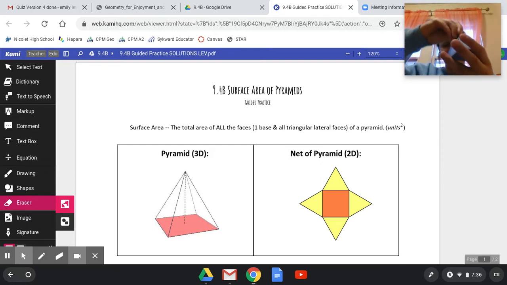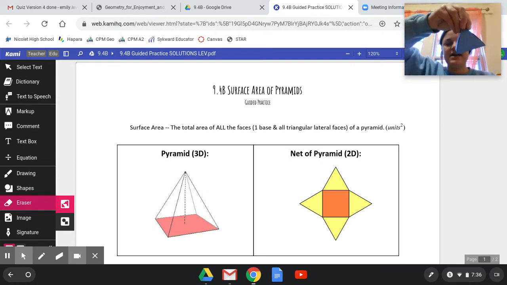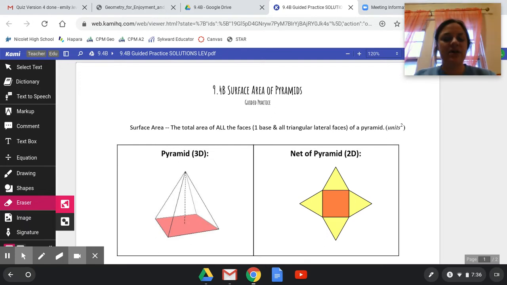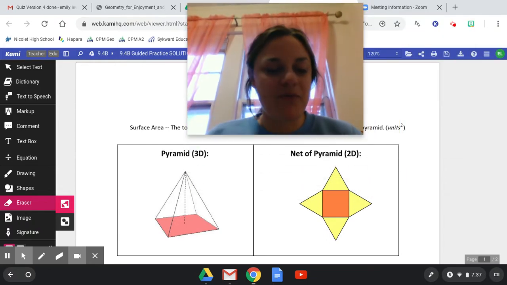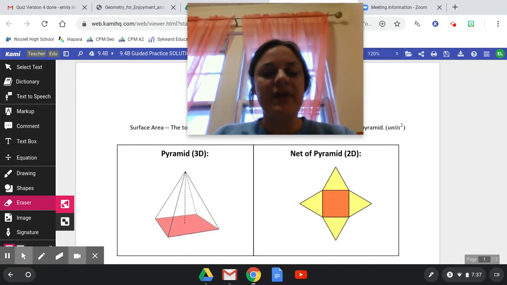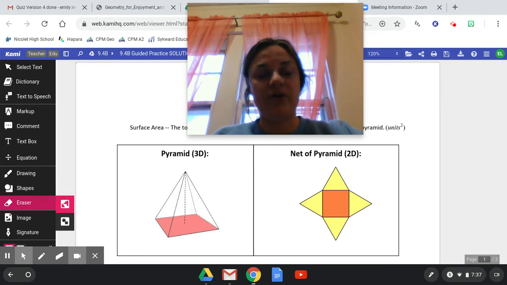It's kind of hard to hold. It's got one base, and then all of these lateral faces are the sides, and then it comes up to a point. That point is called the apex, which you don't need to know, but just so you do know, in case you're wondering, that point is the apex. So the height of a pyramid, we used that to find the volume.